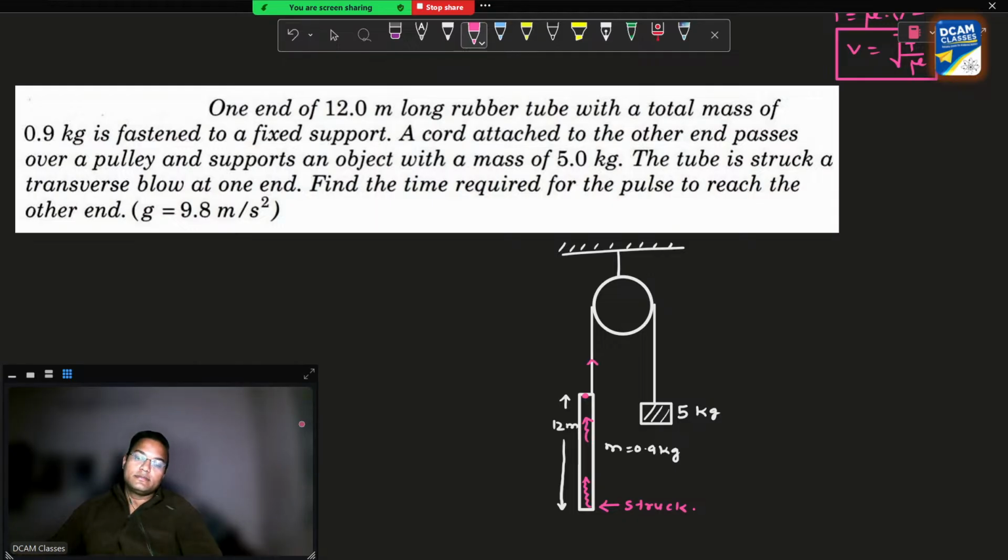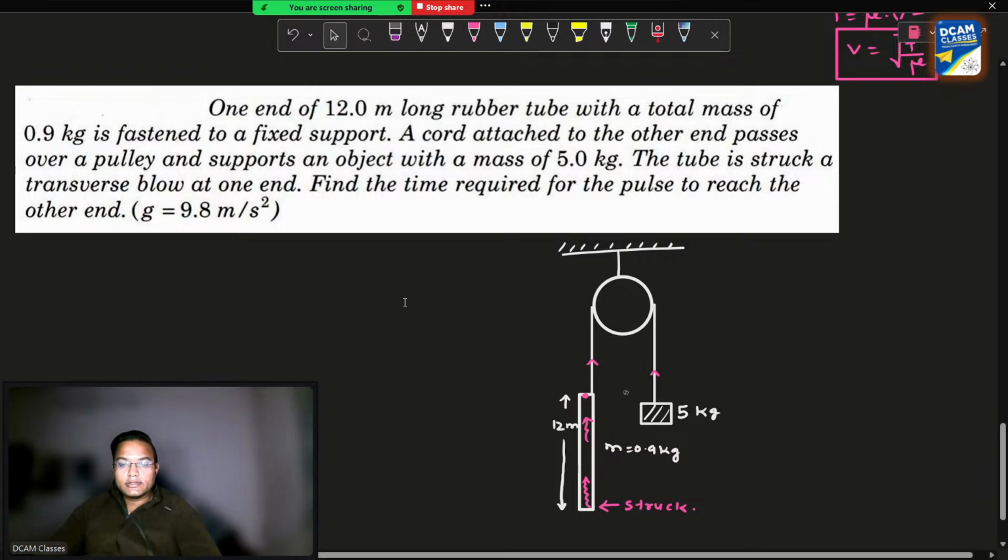Question is good. Actually in physics they should form these kinds of questions only. Direct questions are not interesting.